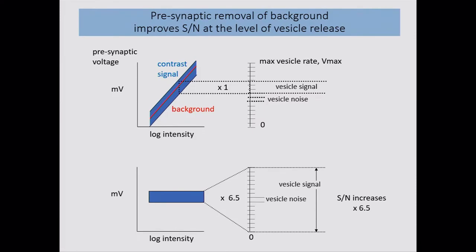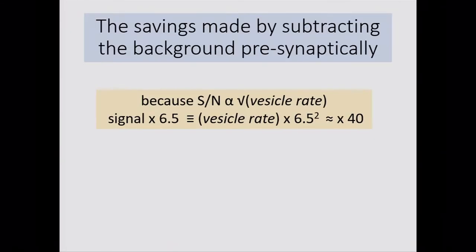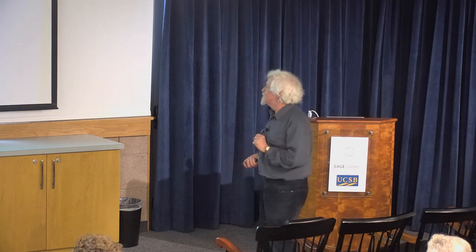This is very efficient. It turns out to be spectacularly efficient if you ask the question, well, if I tried to do this some other way, what would it be like? Well, the other way would be to increase the total number of synapses to get the signal-to-noise ratio back up to the value you want. But there, the signal-to-noise ratio goes as the square root of the number of vesicles. So in order to get a 6.5 improvement, you have to have 6.5 squared as many more vesicles, which is 40 times more. So by removing the background signal presynaptically, you have reduced the size of this structure by times 40 and made a 40-fold saving in materials and energy. So this is a spectacular improvement.